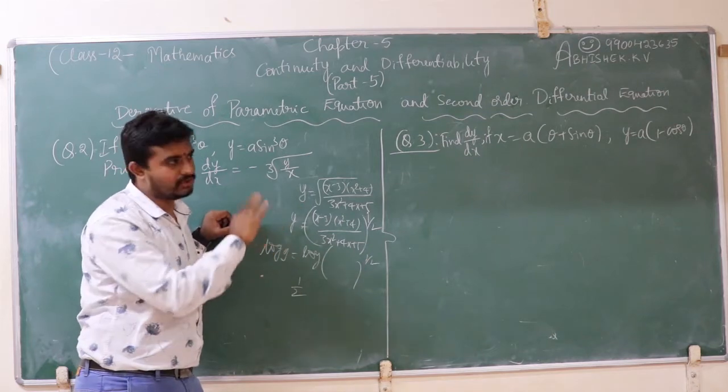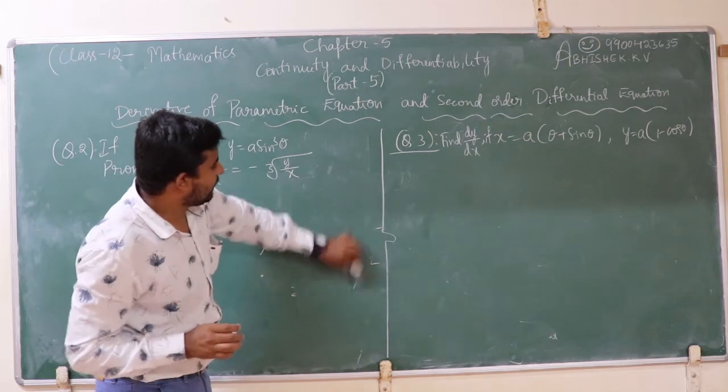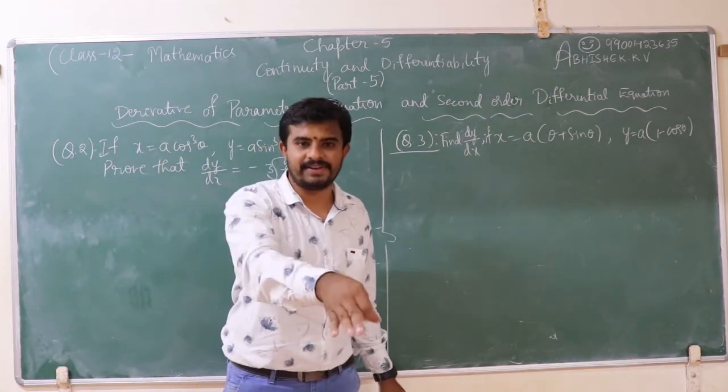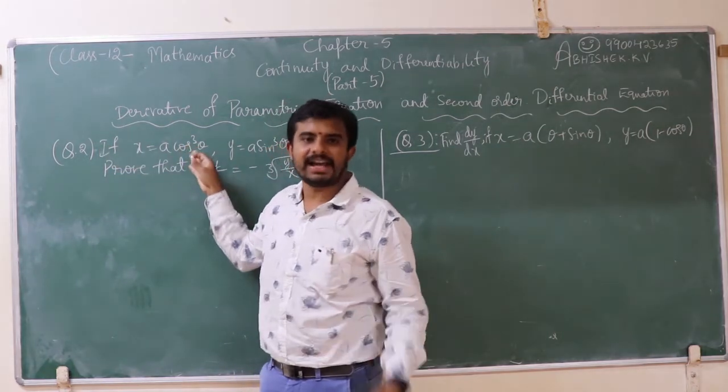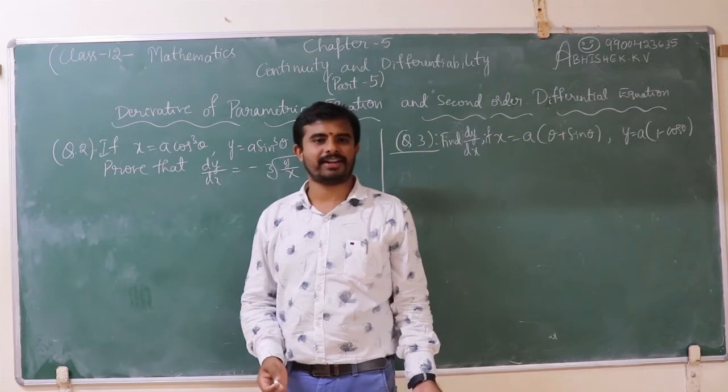In which format we need to derive the given equation. I hope you are all getting this. Here they have given the two equations, x and y. Both are expressed in the third variable. That variable is theta, which is called the parameter. The equation containing that parameter is nothing but the parametric equation.